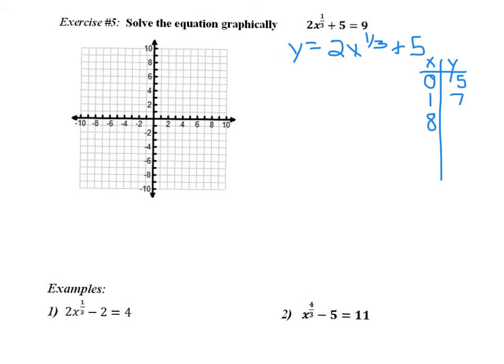The cube root of 8 is 2. 2 times 2 is 4. 4 plus 5 is 9. So I have enough points that I can go ahead and graph this function. 0, 5 would be right about here. 1, 7. And then 8, 9.